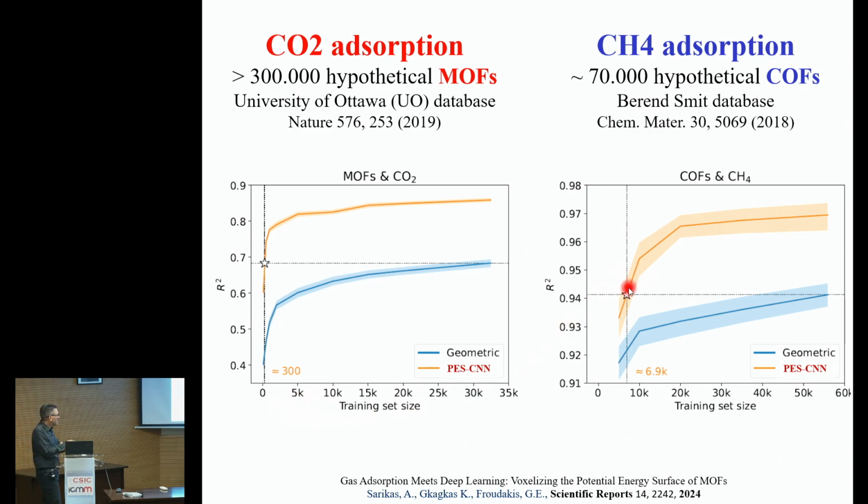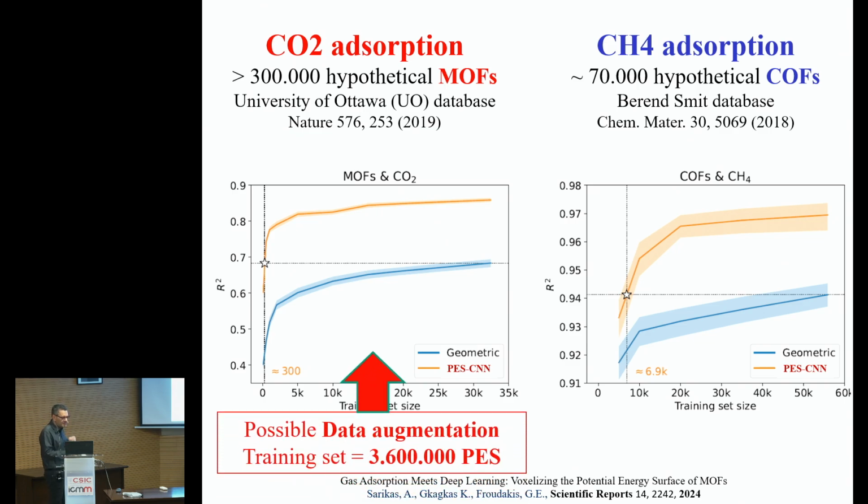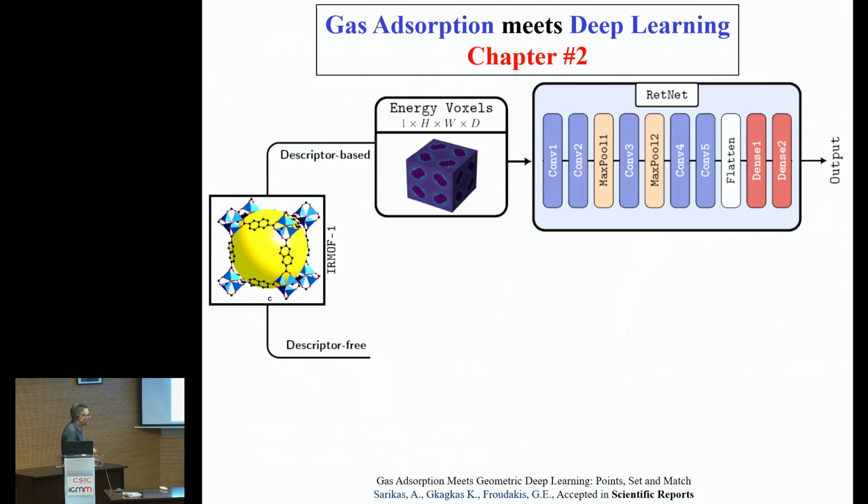And of course, the same thing can happen with different kinds of gases and materials. This is independent of this one, and you can see that the picture is similar. And imagine also that we used a small amount for the training set, but with data augmentation, this database can go to 3.5 million structures. You have a lot of data. So this is the first example that I show you. And now we'll go to the second.